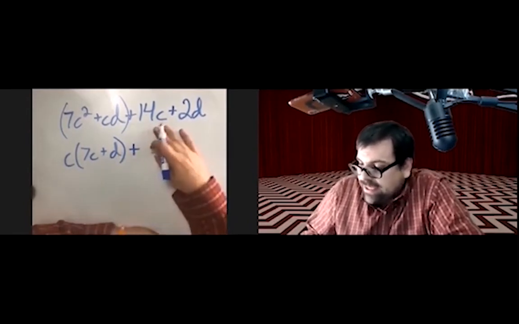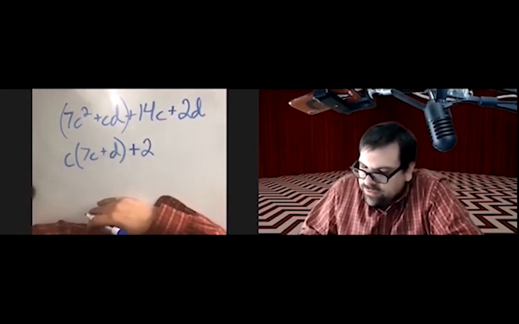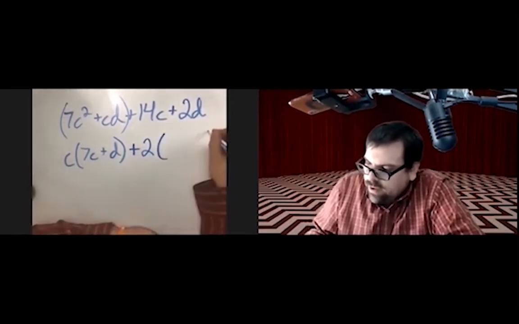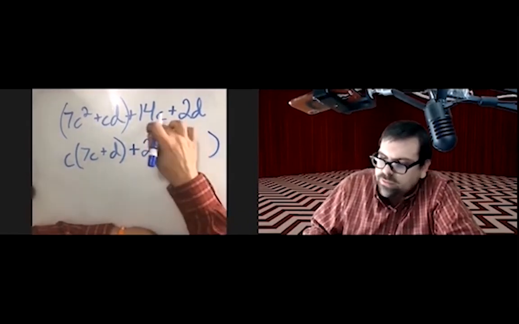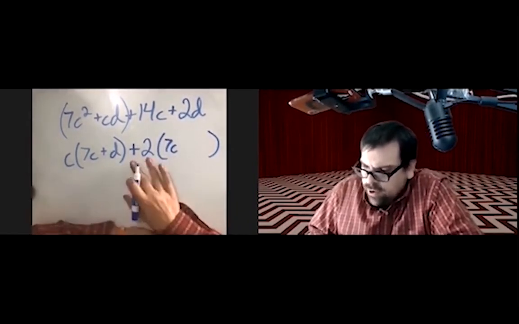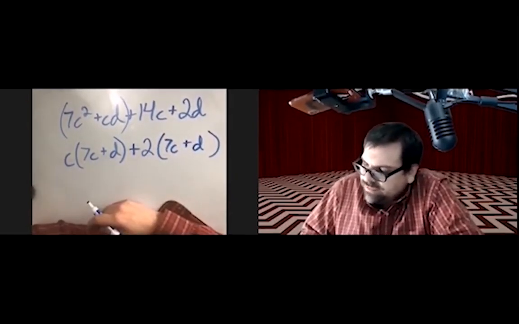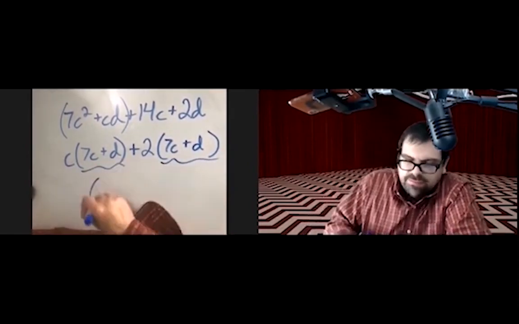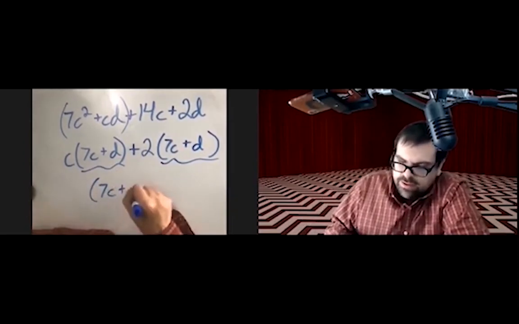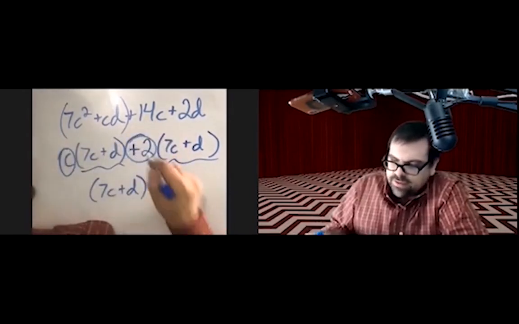Can't factor out any c's, can't factor out any d's because they don't exist in both. But 14 and 2 have a greatest common factor of 2. Leftover piece of two terms. 2 times 7c would be 14c. Positive 2 times positive d would be positive 2d. Leftover piece exactly the same, so we did good. 7c plus d, and what are we left with? C plus 2.